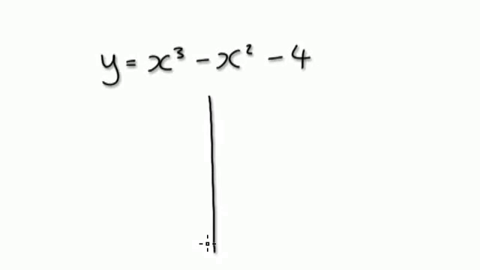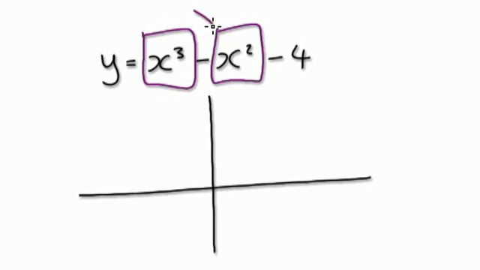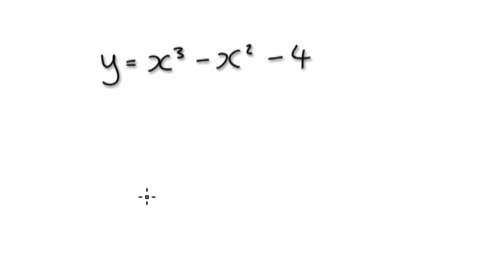So try to see which term dominates. So visualize this as one block here. This is minus x squared, and then you've got minus 4. So try to visualize which terms will dominate when x is small, and look at which term will dominate when x is large, and then try and join up the two. Okay, so press pause and have a go. Try to sketch this graph.